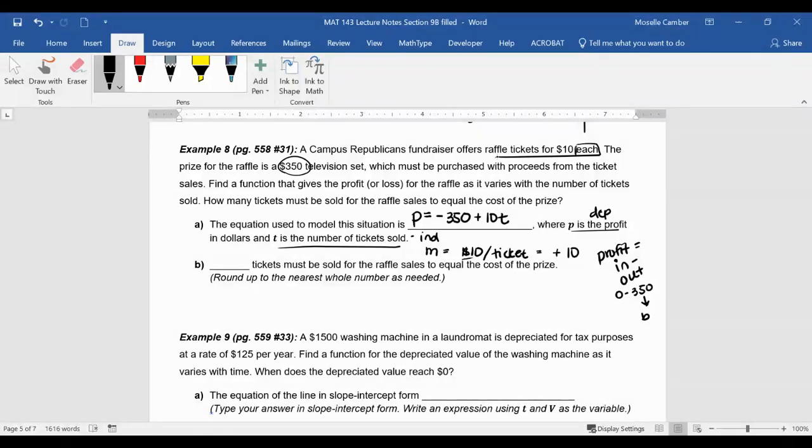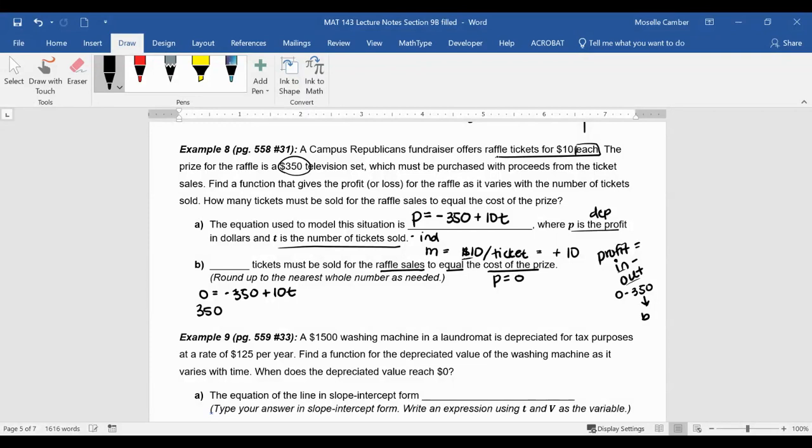Okay, part B: how many tickets must be sold for the raffle sales to equal the cost of the prize? Well, now we can use our equation here. If the sales equal the cost, that means my in and my out are the same, which means my profit is 0. So I'd have 0 equals negative 350 plus 10t.